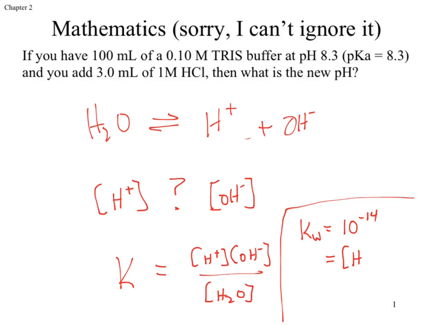What was that? Okay, water will be on the bottom, so what we'll end up doing is multiplying both sides by the concentration of water, which will stay constant, which is how we get the Kw equal to 10 to the minus 14. We got our H plus times our OH minus equals 10 to the minus 14. So if you know the H plus concentration, you can now solve for the OH minus concentration.